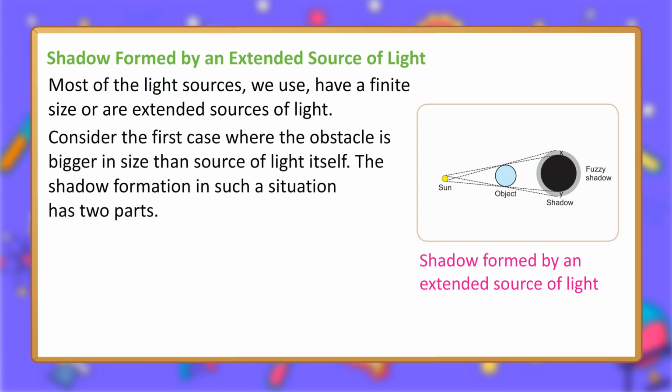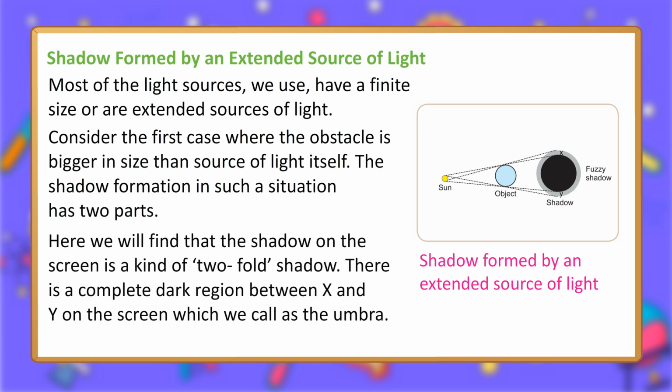Consider the first case where the obstacle is bigger in size than the source of light itself. The shadow formation in such a situation has two parts. Here we will find that the shadow on the screen is a kind of two-fold shadow.